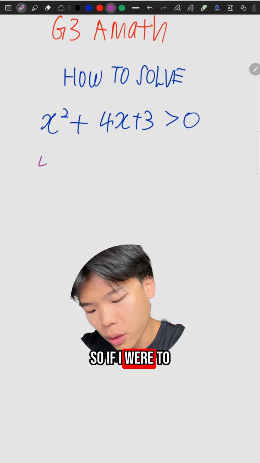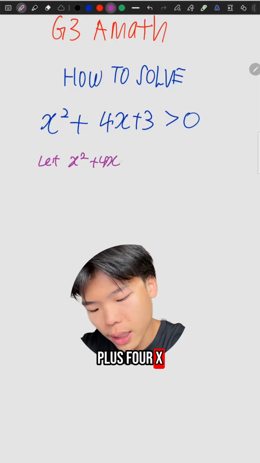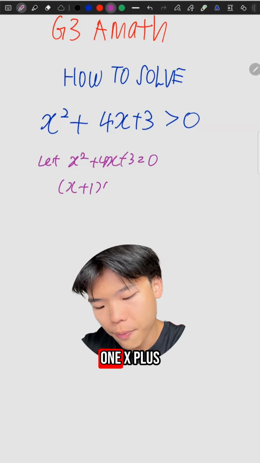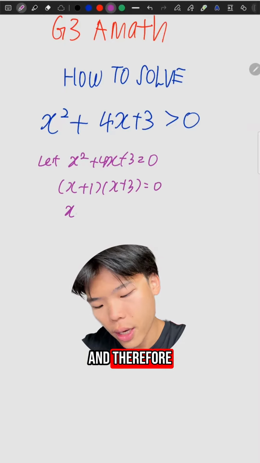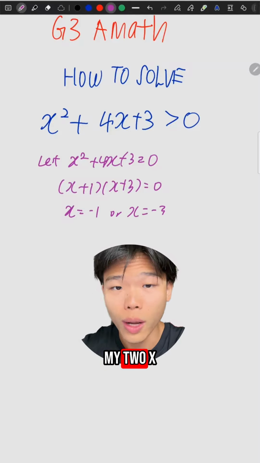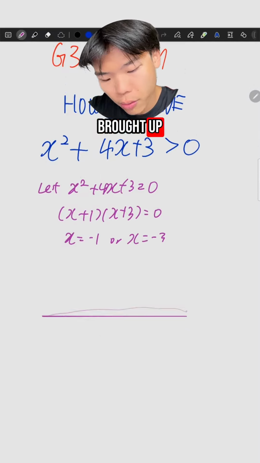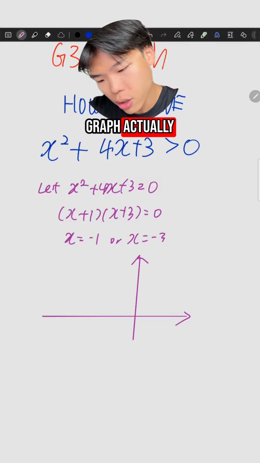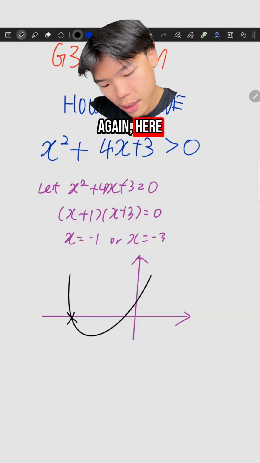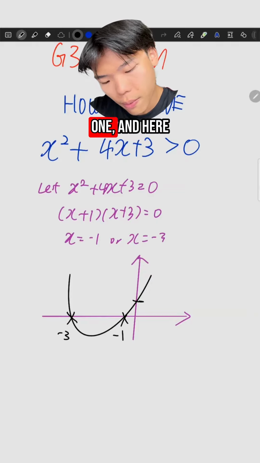So if I were to let x squared plus 4x plus 3 equals 0, and then I factorize it, I'll get x plus 1, x plus 3 equals 0, and therefore x is -1 or x is -3, right? These are my two x-intercepts. So when I actually plot out the graph over here, this is how the graph actually looks like, right? It comes down, goes up, and then goes back up. Here again, here is -3, here is -1, and here is 3.